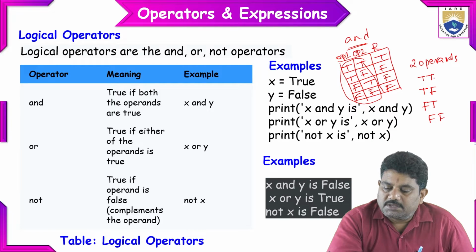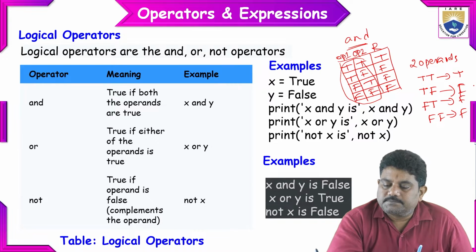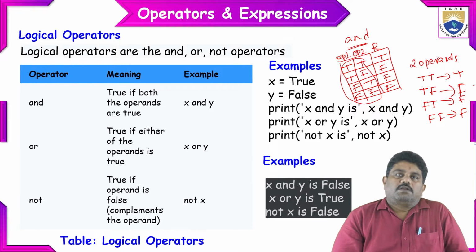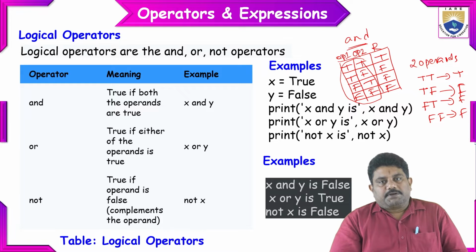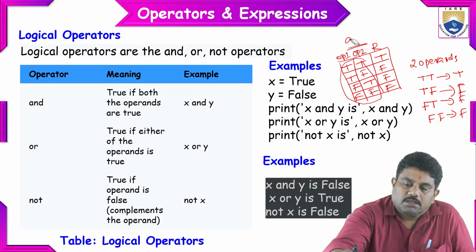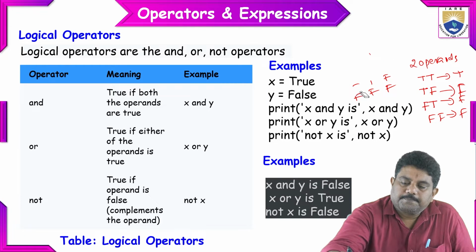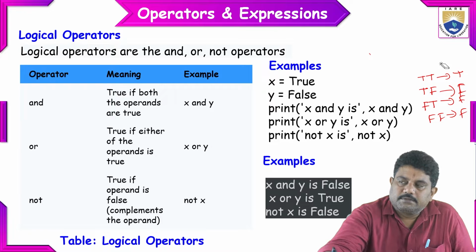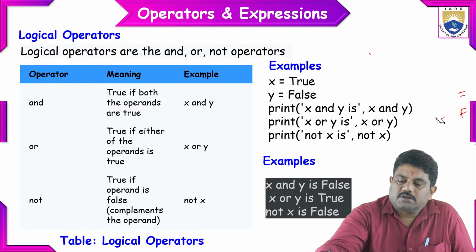For these possibilities, if both the quantities are true, then the output becomes true. In all other cases, the output becomes false. Remember it. So while doing the logical operators, if both the operands are true, then the output becomes true. Otherwise, the output becomes false. So that is the rule for logical AND. And the next one is logical OR.